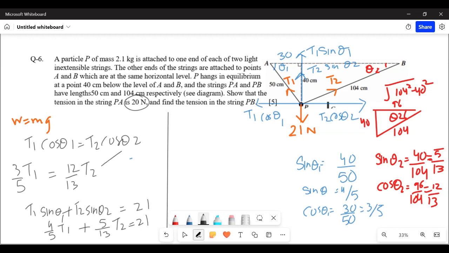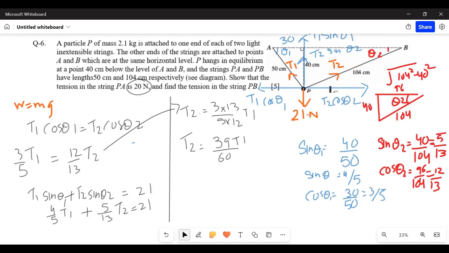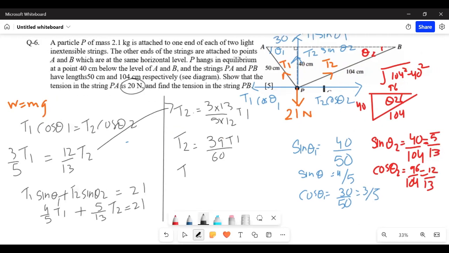So we can say that T2 equals 3 into 13 upon 5 into 12 T1, and substitute it in the second equation. It becomes T2 equals 39 T1 upon 60. We can simplify it. 39 over 60 is 13 by 20. So T2 equals 13 by 20 T1.